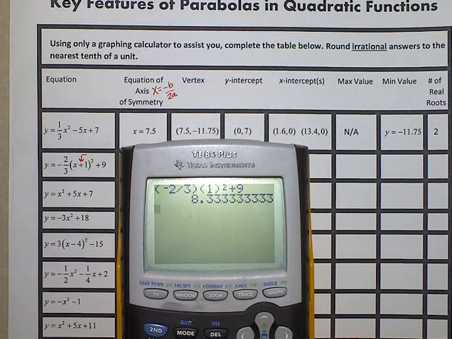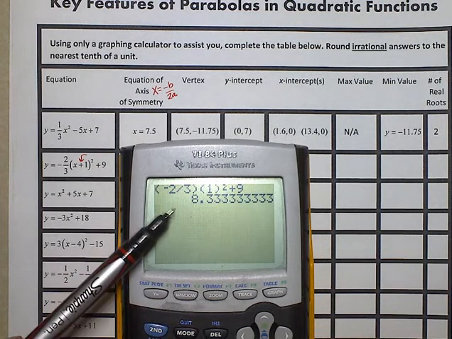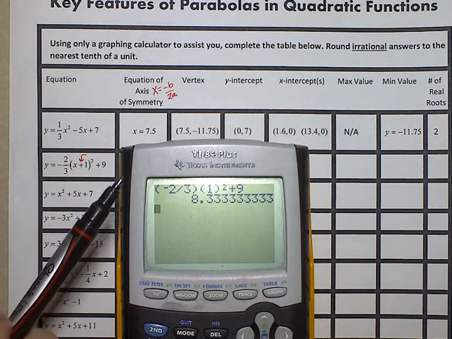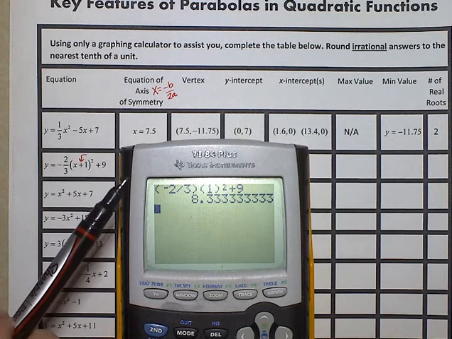Okay, now here's the deal. You need to know the difference between rational and irrational. It only asks you to round to the nearest tenth if it's irrational. How do you know if something's rational or irrational? Turn to your partner, 10 seconds. What's the difference?